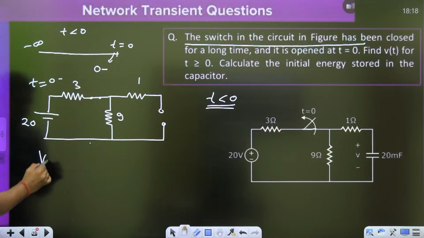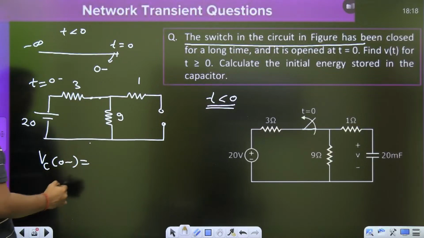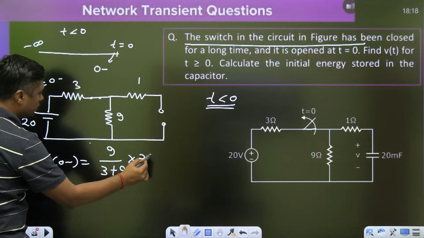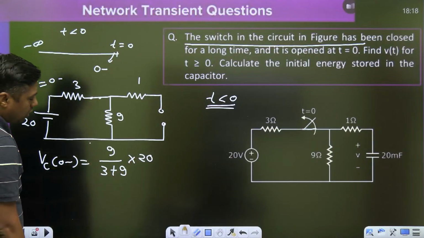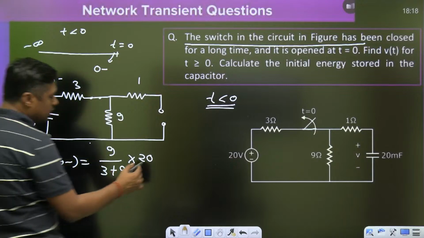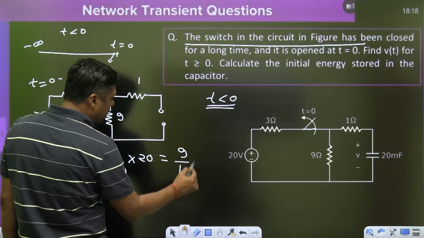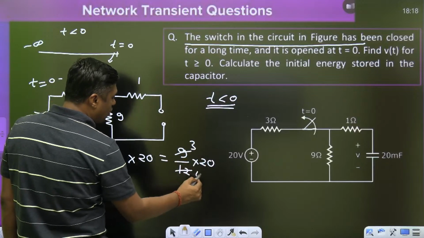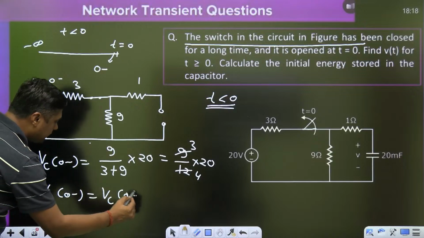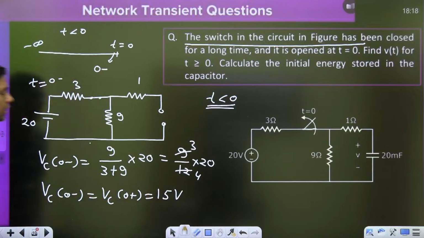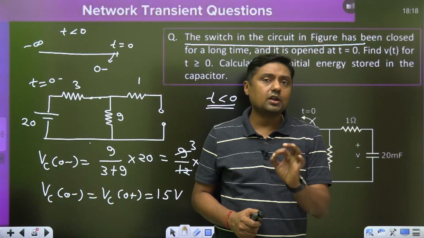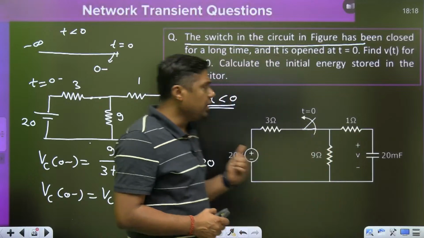So according to the voltage division rule, V0 negative is equal to 9 upon 3 plus 9 into what? 20 volt. So this is the 9, this is 9 plus 3, 12, and it will become 9 divided by 12 into 20, that is 3 by 4 times 20, 15 volt. So Vc(0 negative) is equal to Vc(0 positive), which is 15 volt. So what is the initial voltage across the capacitor? 15 volt. And the capacitor does not allow sudden change of voltage. So 15 volt.